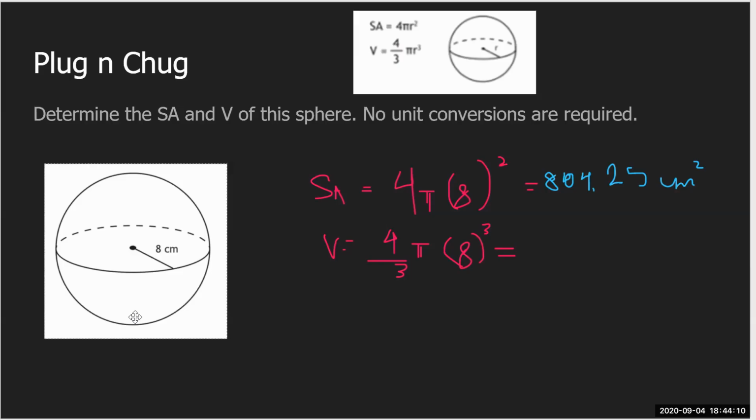So over here, we're going to have 4/3 times pi times r, which is 8 to the power of 3, which gives us 2,144.66, and the decimals, we can round that up. So 2,144.66 centimeters cubed.